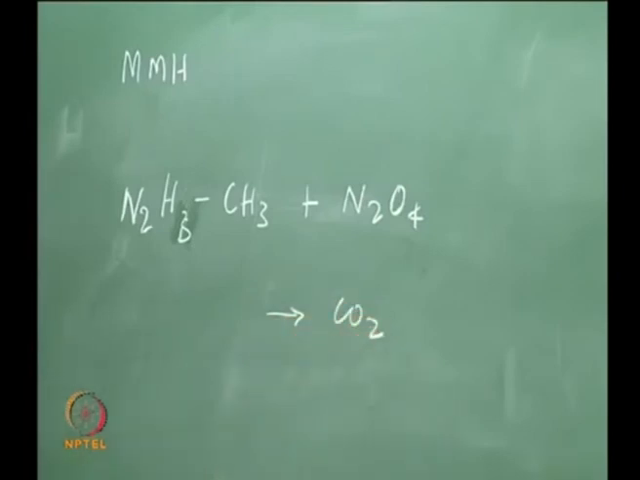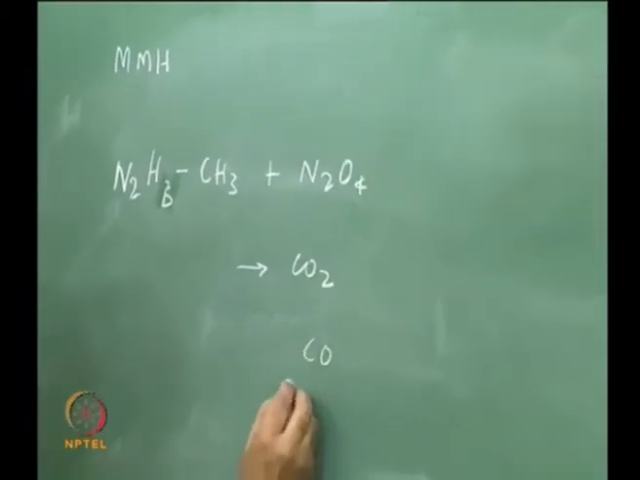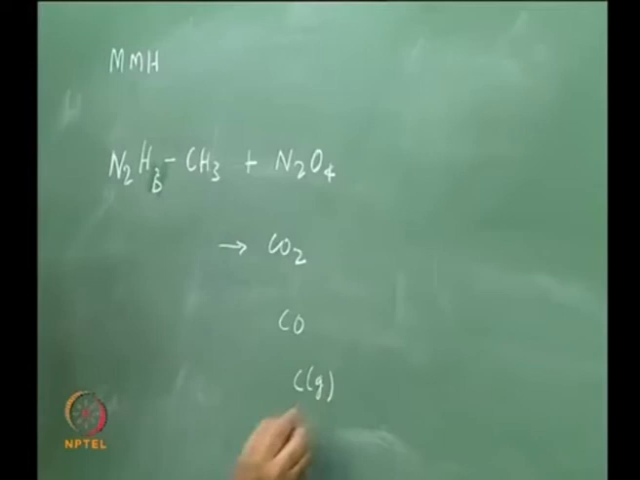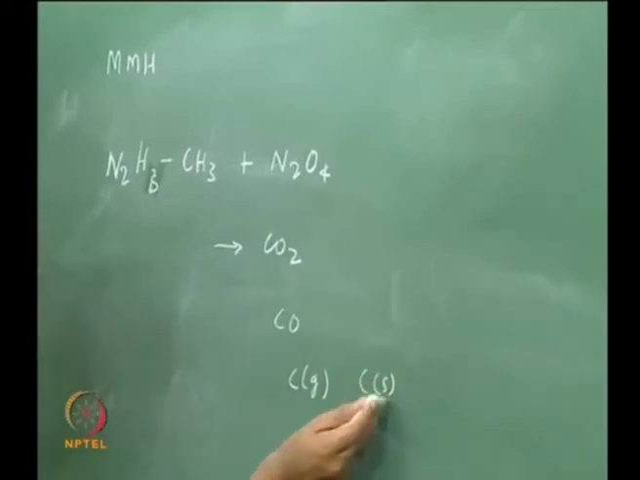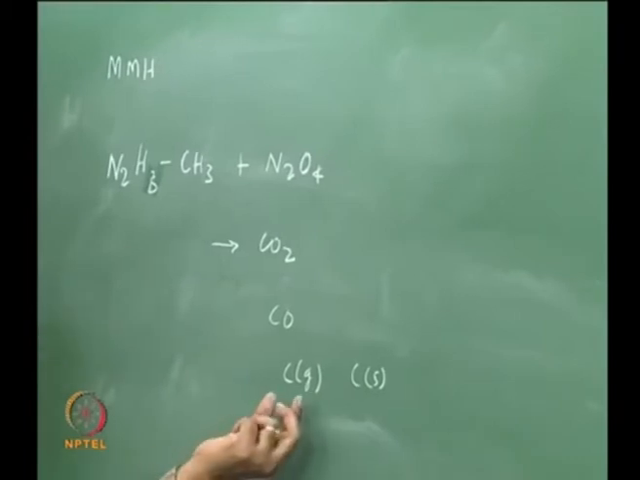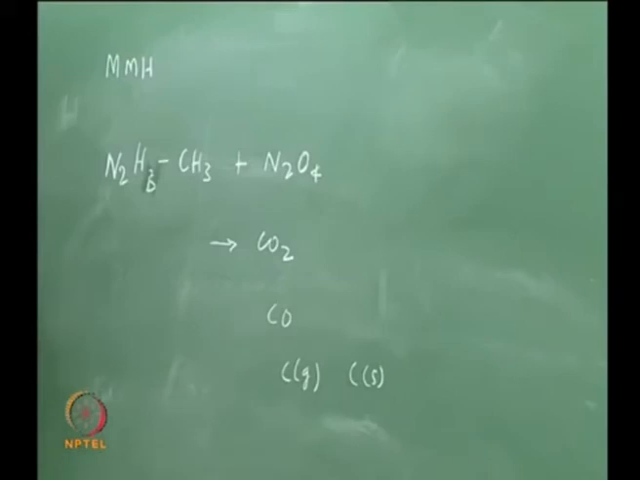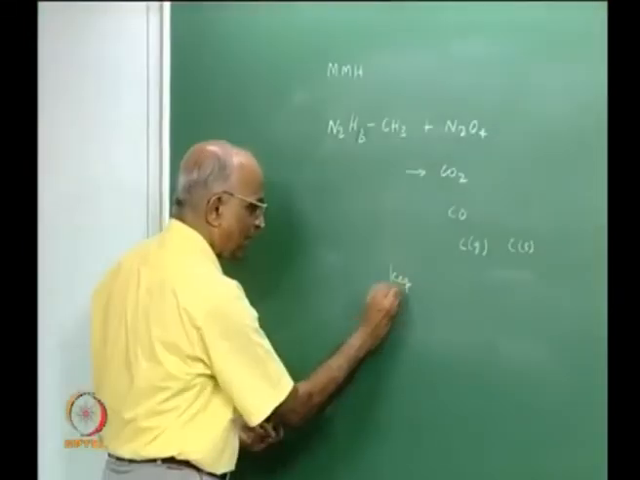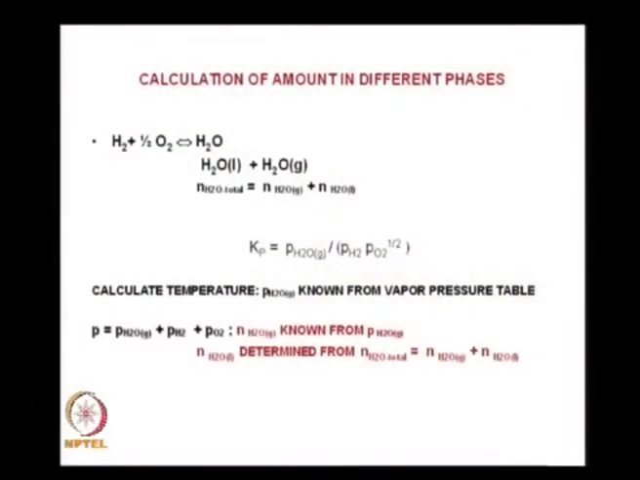If my temperature is very high, maybe I could get CO. Maybe if the temperature is still high, maybe I could also get C in the gas phase. But if my temperature is not so high, I could also get some solid form of carbon. Therefore, how do I distinguish between a gas phase and a solid phase? That also can be done using equilibrium analysis, K equilibrium, and this is what I show with respect to water, and let us say liquid phase of H2O, which is water, and the gaseous phase, which is steam.